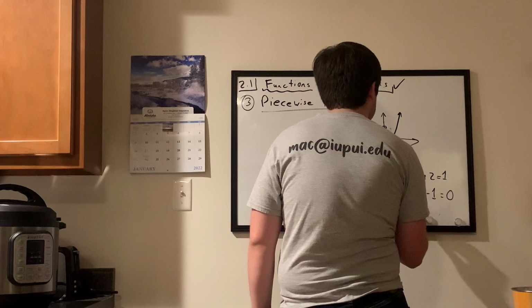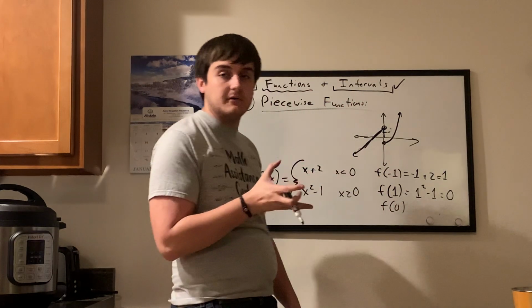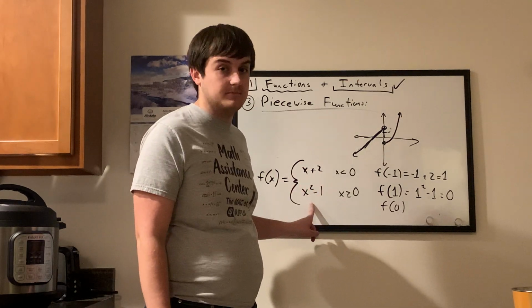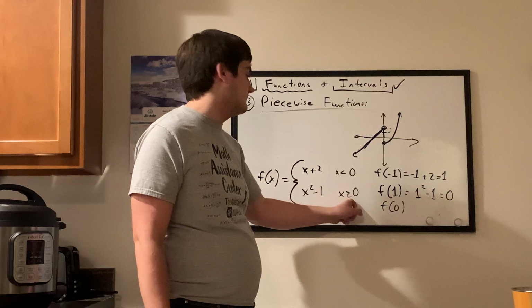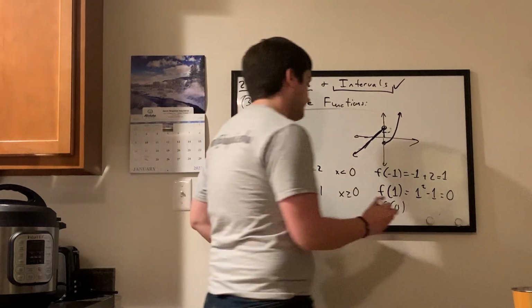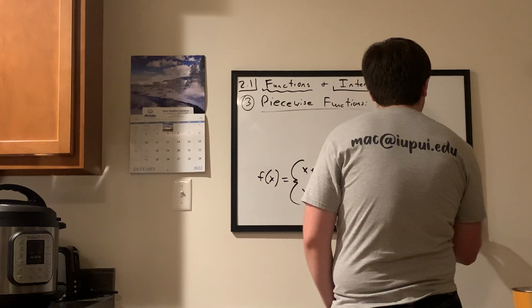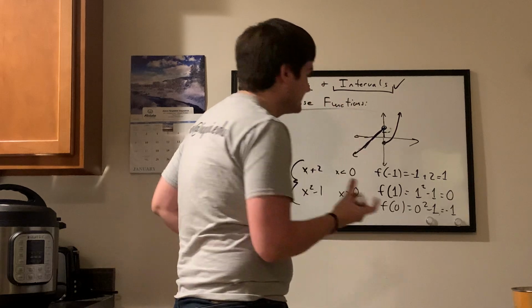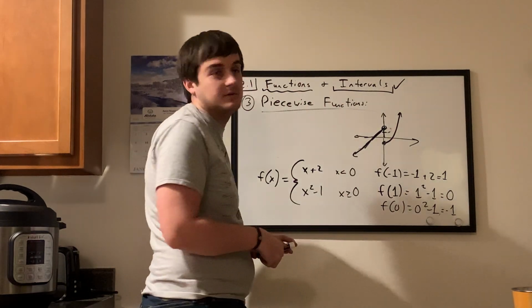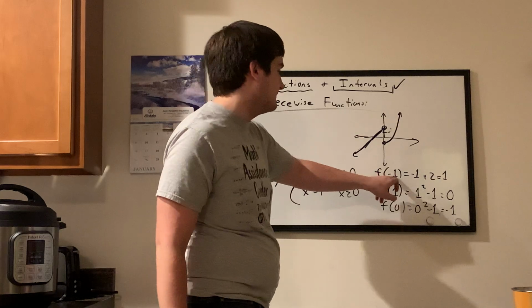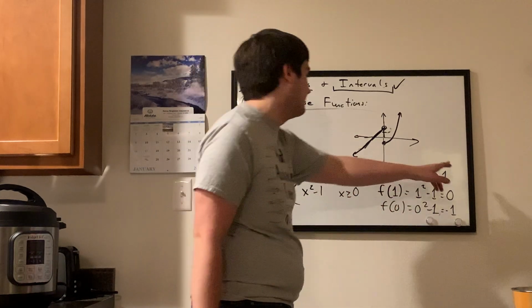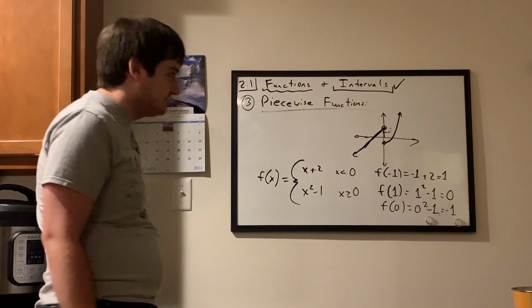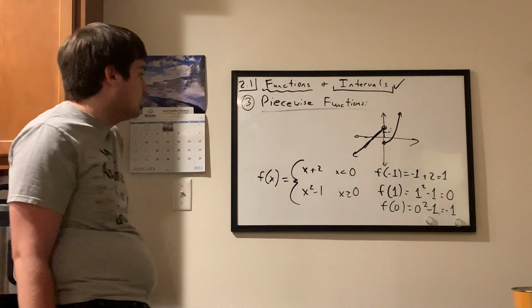Finally, let's look at f of 0. Ooh, now this is the teetering point. But which one includes 0? Is it the x plus 2 part or the x squared minus 1 part? It's the x squared minus 1 part. So I'm going to get 0 squared minus 1, which is minus 1. Funny enough, I didn't necessarily plan it like this, but we put negative 1, 1, and 0 in here, and we ended up getting 1, 0, and negative 1 out in some fashion.